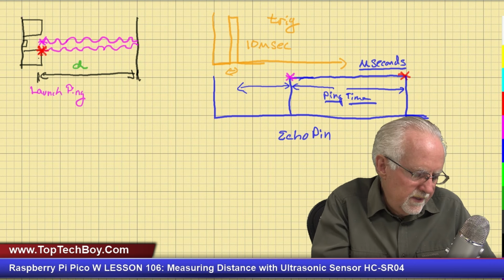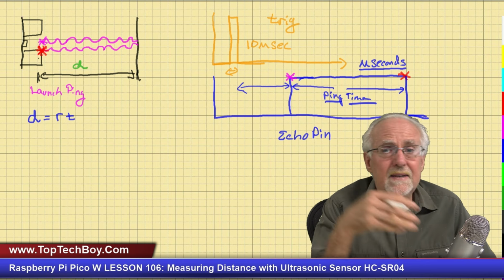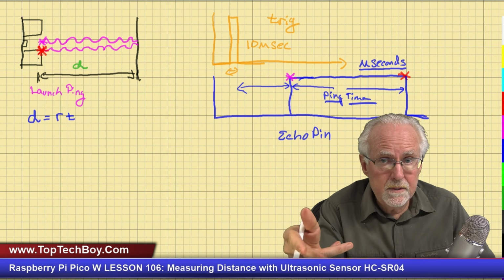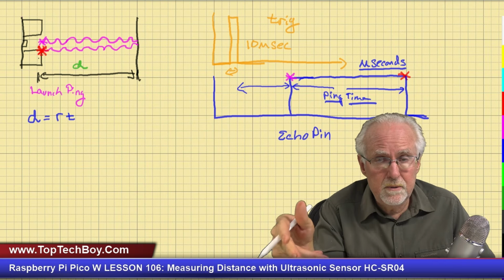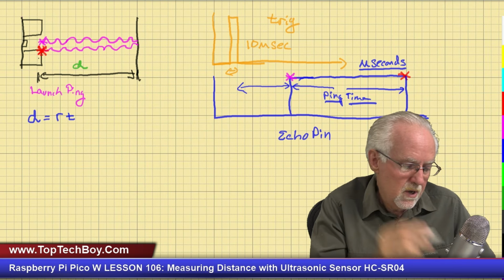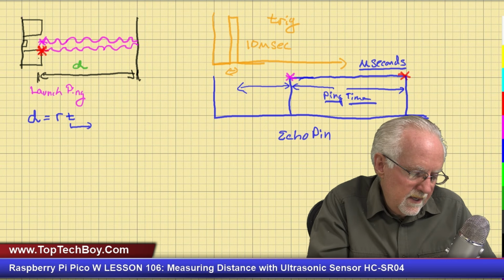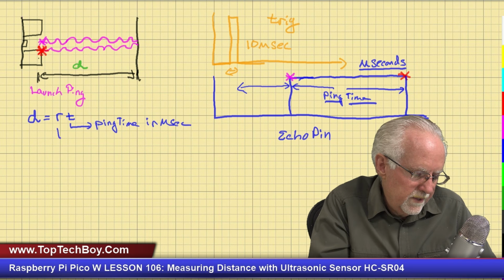Well, how do we get the distance? What do we know about distance? Distance is equal to rate times time. That's like if I'm going 60 miles an hour for 2 hours, I go 120 miles. 60 miles per hour times 2 hours would be 120 miles. What is that? That's rate times time. So what is t? T is our ping time in microseconds.